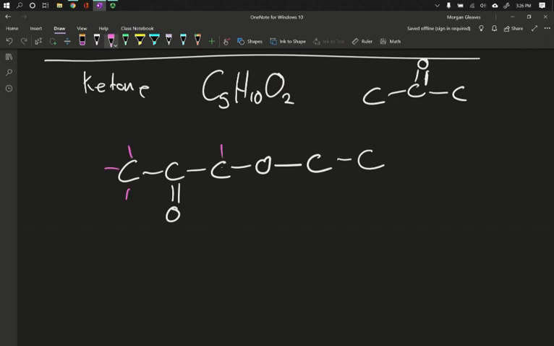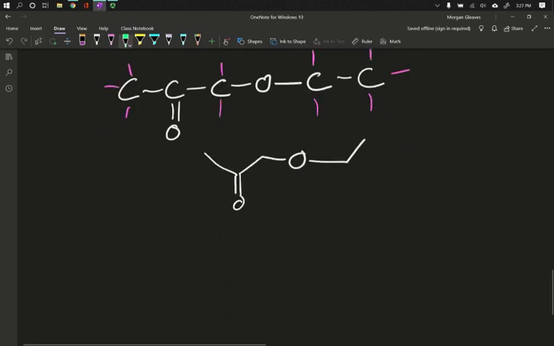1, 2, 3, 4, 5, 6, 7, 8, 9, 10. Carbon, carbon double bond oxygen, carbon, oxygen, carbon, carbon. For this one, longest chain is 3. The other carbons are part of what will be an ethoxy subgroup. So I have 3, and from either side, my ketone's at number 2, so I'll put my subgroup as low as possible.